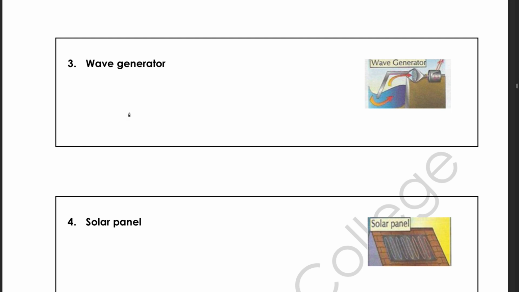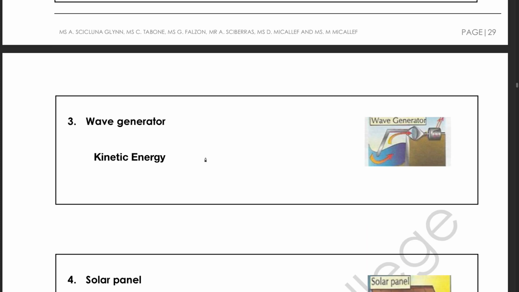Number 3. A wave generator. As you can see from the diagram, and we had discussed earlier on, a wave generator creates electricity from the motion of the waves hitting it. Therefore, if there is motion originally, it has to be kinetic energy. Since the generator will create electricity, then we will have electrical energy.